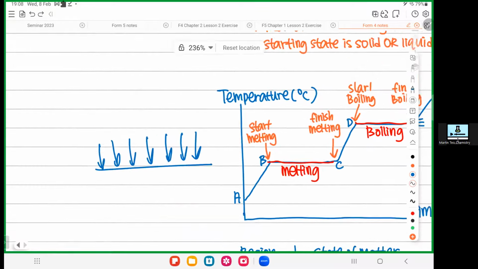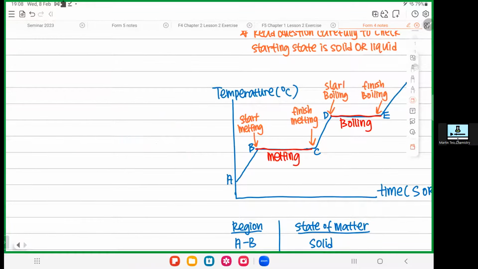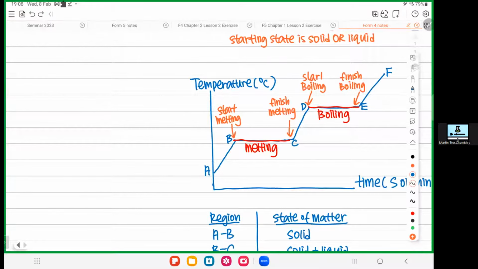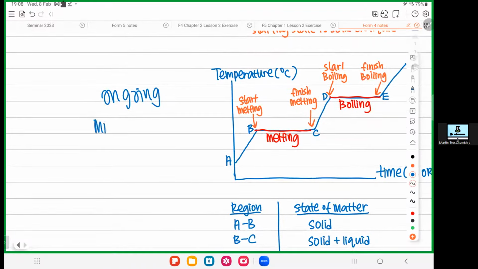So always remember, when you are on the horizontal line, the change of state is ongoing. When the change of state is ongoing, you always have a mixture of states. You have solid plus liquid, liquid plus gas, something like that. So the horizontal line always has a mix. This is very important.